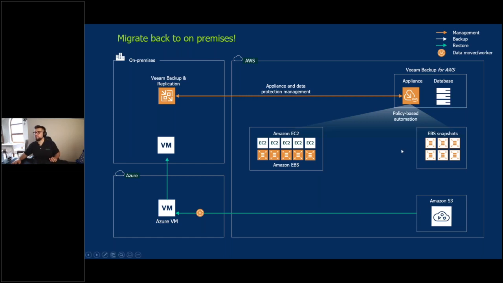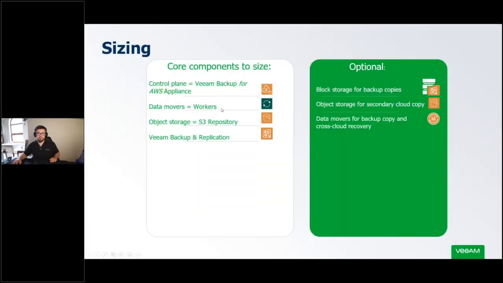And this is a very good question, because the next slide is sizing, and I have nothing about storage tiers here. So there are components which you should size. They are core components in our today's conversation. It's a control plane, Veeam Backup for AWS appliance, data movers, which are workers, object storage, S3 repository, and Veeam Backup and Replication. Optionally, you might have block storage for backup copies, object storage for secondary cloud copy, data movers for backup copy, and cross-cloud recovery.